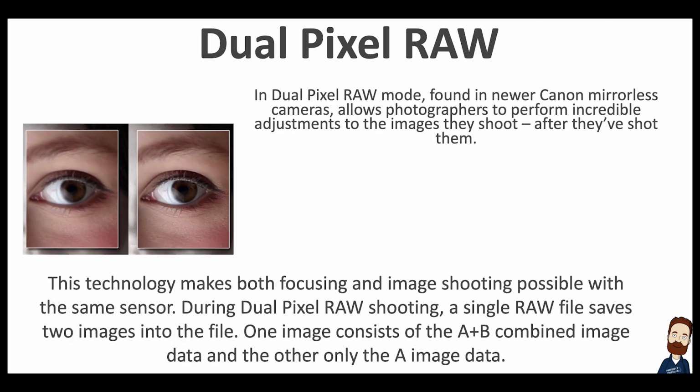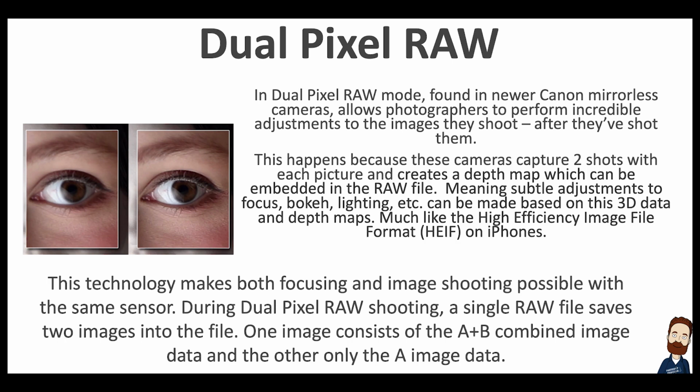Well, in dual pixel RAW mode, found in the newer Canon mirrorless cameras, it allows photographers to perform incredible adjustments to the images after they've shot them. This happens because these cameras capture two shots with each picture, and it creates a depth map, which can be embedded in the RAW file. This means that subtle adjustments to focus, bokeh, lighting can be made in the camera as well as in post-production software. And all of this is based on 3D data and depth maps.